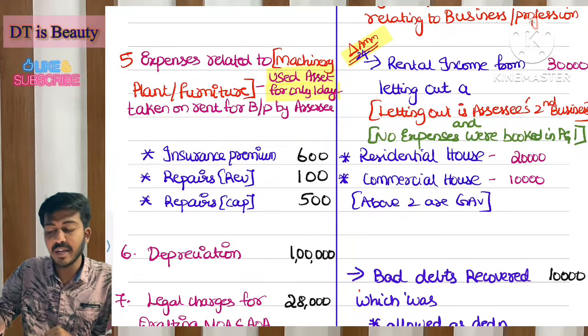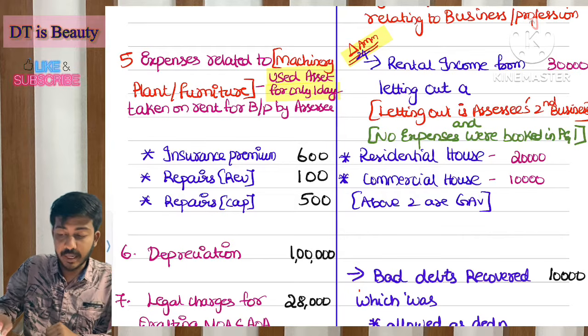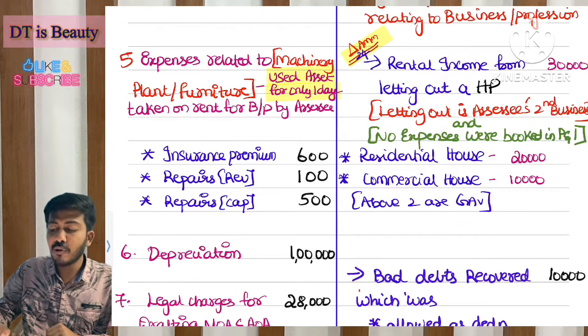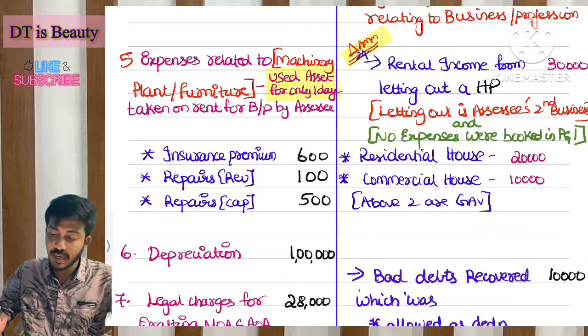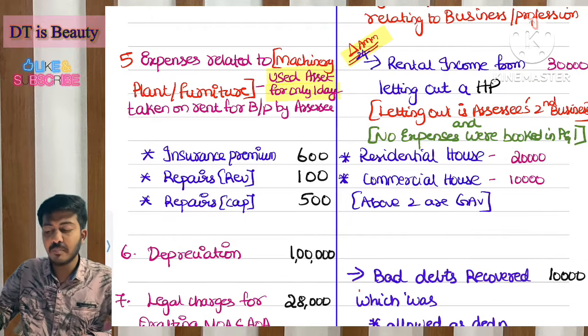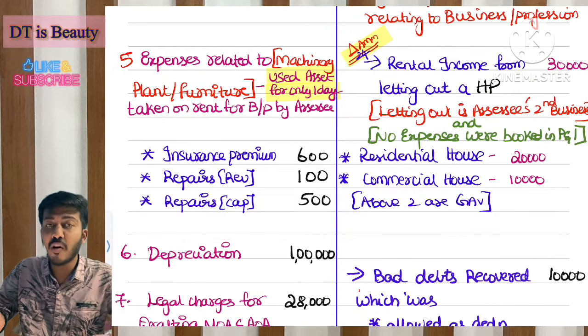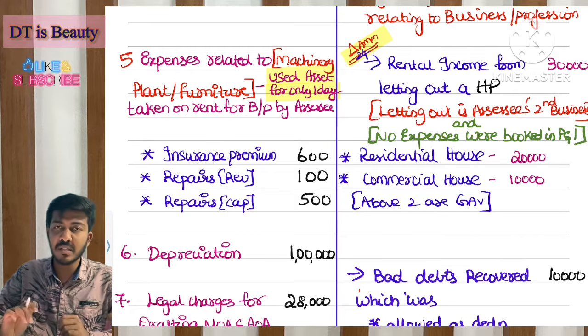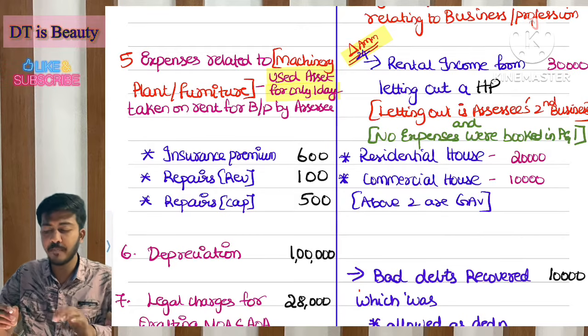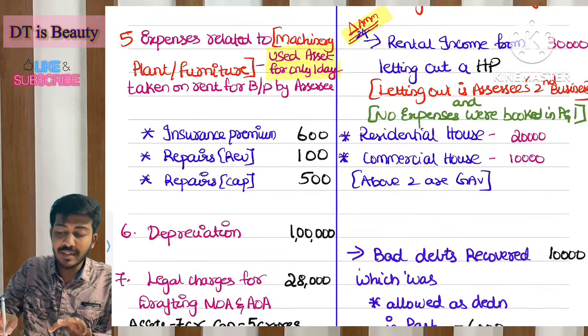Rental income from letting out a house property, and letting out is the assessee's second business. We have learned that he is manufacturing pillows business, right? Now he is also having another business, second business, which is letting out of house property. Now no expenses were booked in the P&L. In the debit side, no expenses related to this is booked. Okay, fine, no problem.